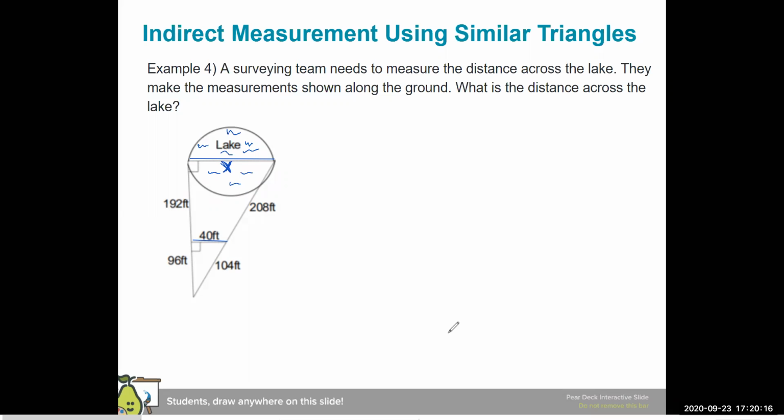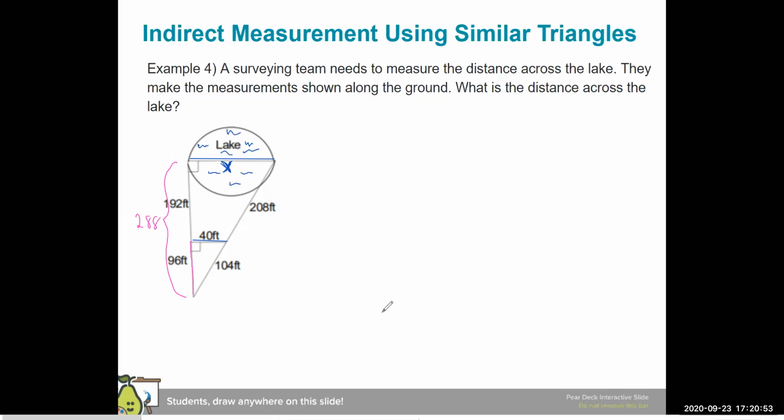So we need some other corresponding parts now. We have 40 feet goes with X, but what else goes with what else? So let's try 96 along this side would actually correspond with the entire distance along the side, which would be 192 plus 96, which is 288, I believe. Okay, so now we have our lengths that we need to set up our proportions.